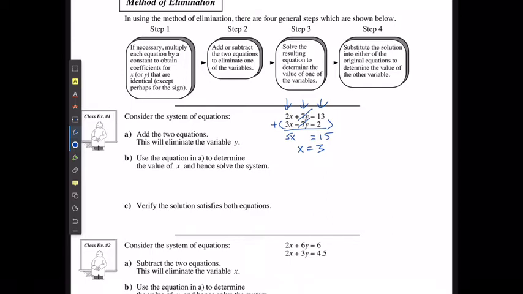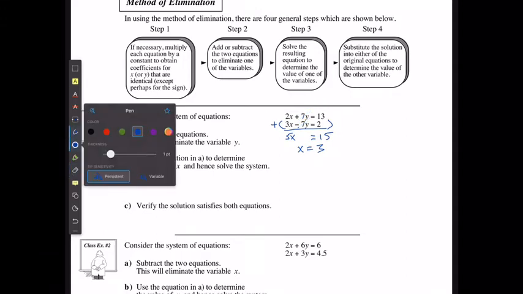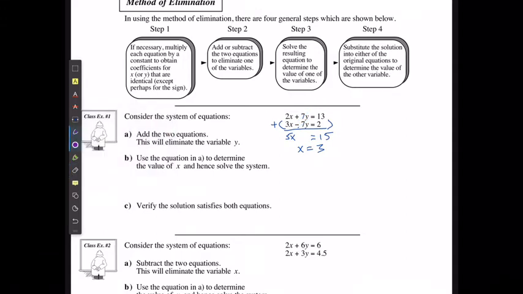Now that I've done this, and I've stated that in this case x is equal to 3, then I'm going to use the value of x to determine the other value. So I can pick which equation I want to do this. It really doesn't matter which equation I pick. So I'm going to pick equation 1.